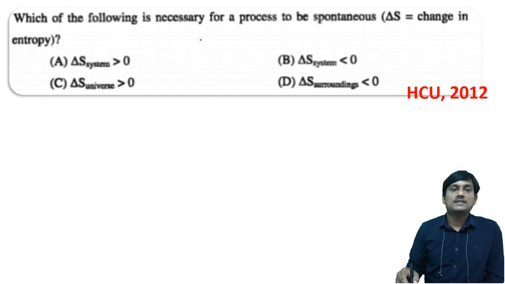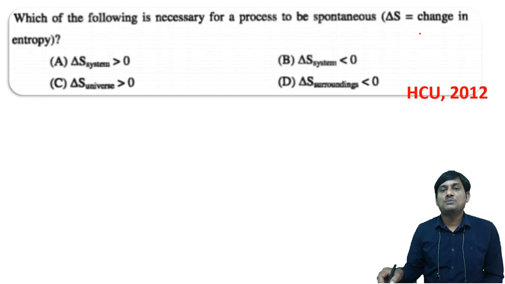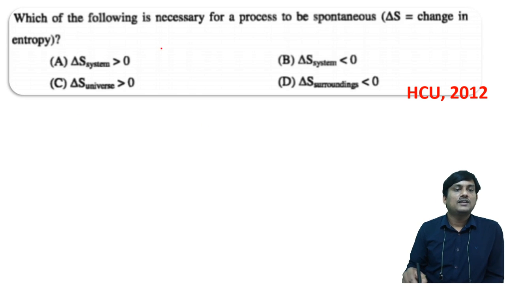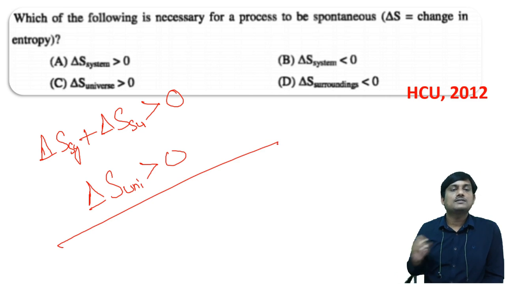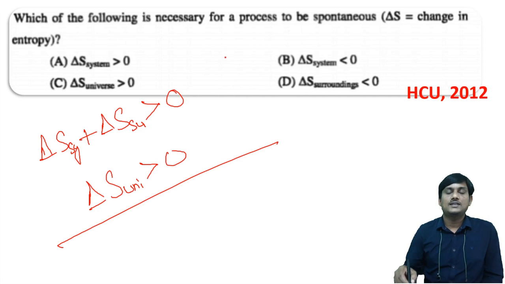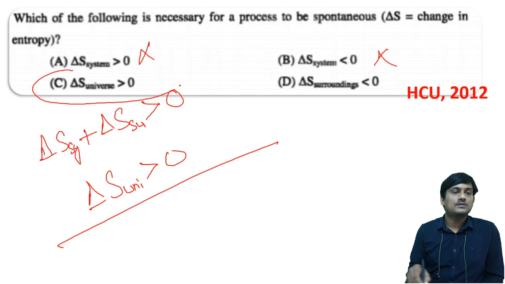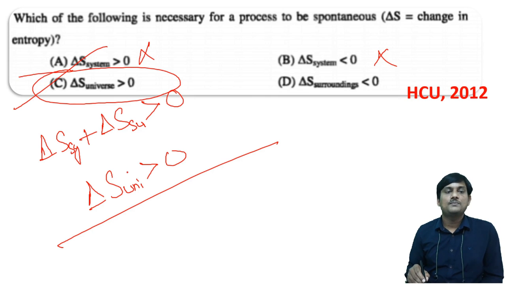Which of the following is necessary for a process to be spontaneous? According to the second law of thermodynamics, the process is spontaneous when delta S system and delta S surroundings together make delta S universe greater than 0. In the universe, there is a continuous increase in entropy according to the second law of thermodynamics. This one is incorrect, this one is incorrect, this is the correct one. Delta S universe should be greater than 0.